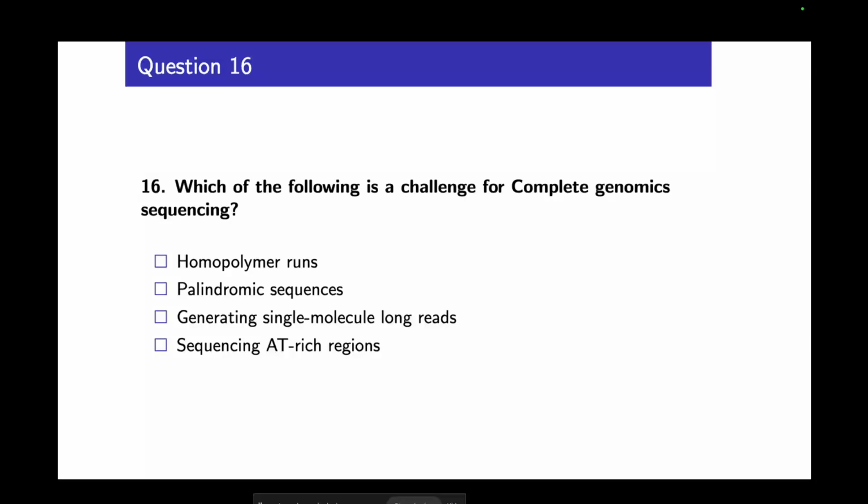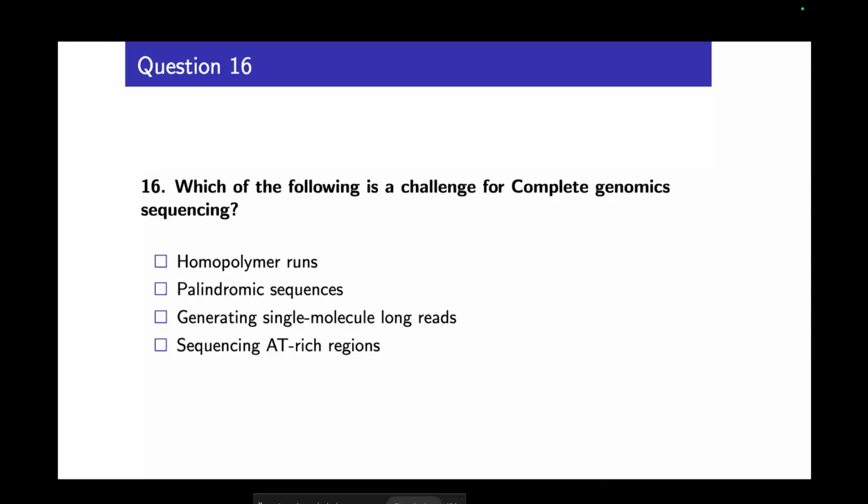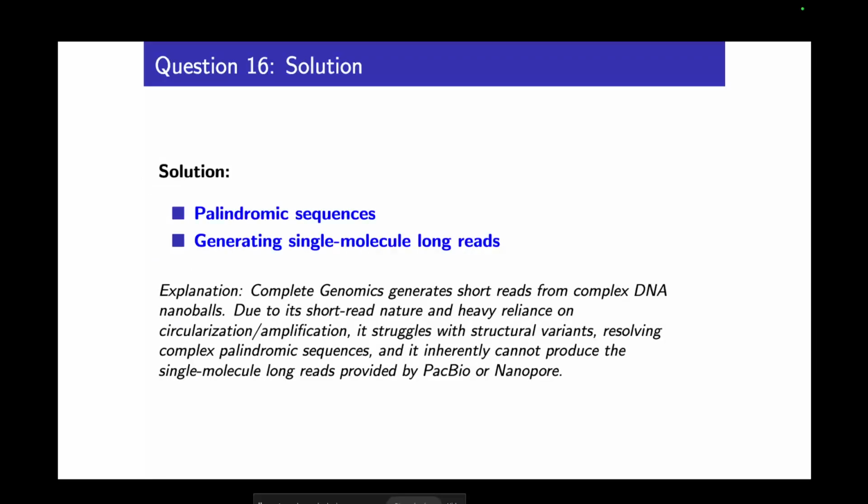The answer is that palindromic sequences and generating single molecule reads are basically the challenges for Complete Genomics sequencing. Complete Genomics is basically another sequencing technology, just like 454, but very similar. It also does sequencing by synthesis, but I'm not fully aware of all the details, so I'm not going to go into them. But these two are the answers.